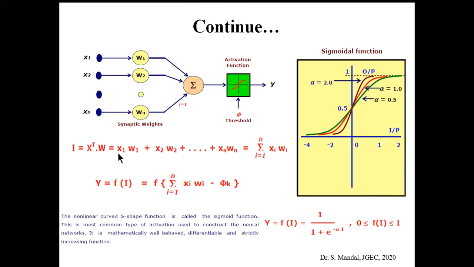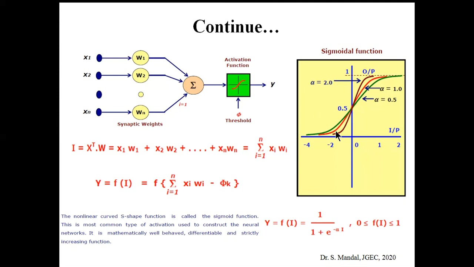So if you give the mathematical analysis, consider the output of the accumulator to be I. Here I can be given as x transpose, the x matrix, multiplied by w. This is nothing but x1 w1 plus x2 w2 plus up to xn wn, and we can write it as I equal to the summation from i equal to 1 to n of xi into wi. It then goes to the activation function, or threshold activation function. Phi is the threshold level.